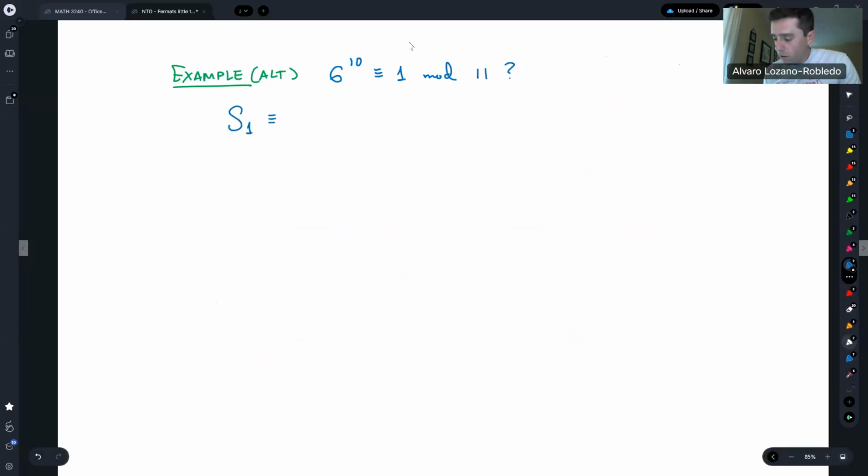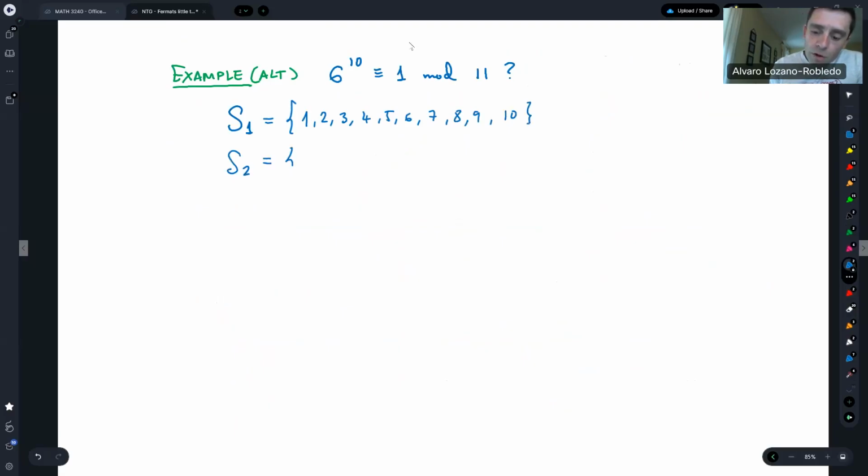S1 is not a congruence, but just a set of congruence classes, and it's going to be all the units modulo 11: 1, 2, 3, 4, 5, 6, 7, 8, 9, and 10. And for S2, what I'm going to do is multiply everything by 6. I'm going to multiply every number by 6, and then what I get is 6, 12, 18, 24, 30, 36, 42, 48, 54, and 60.